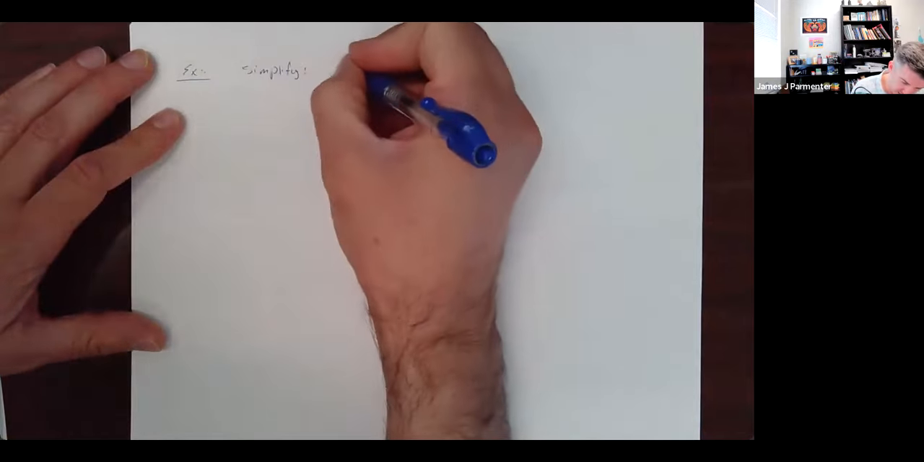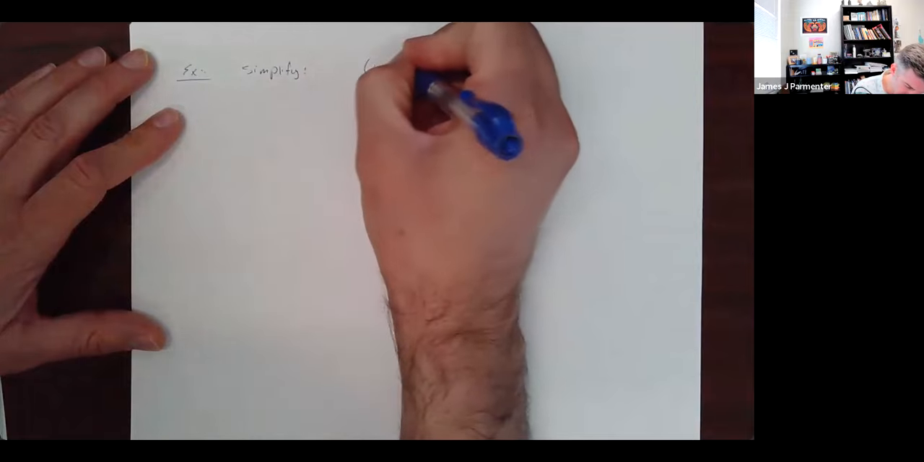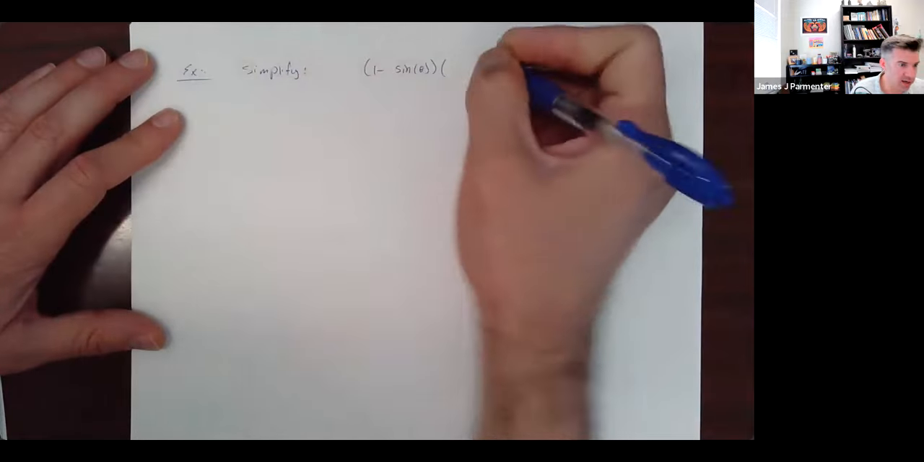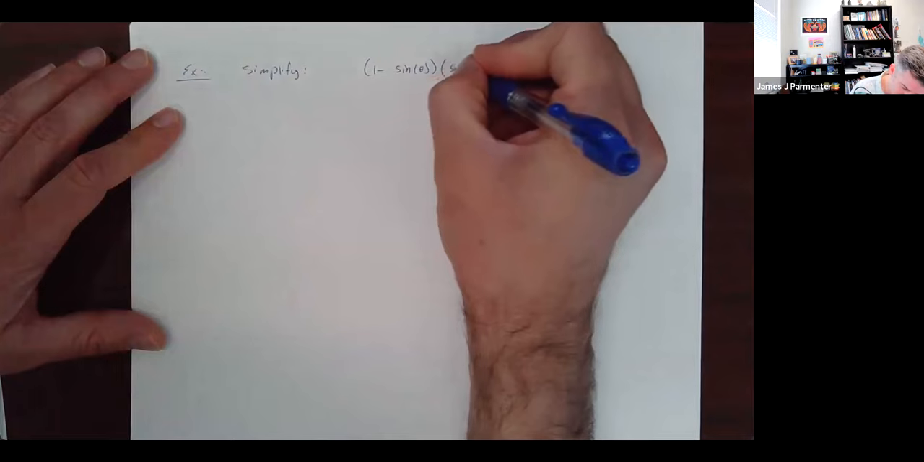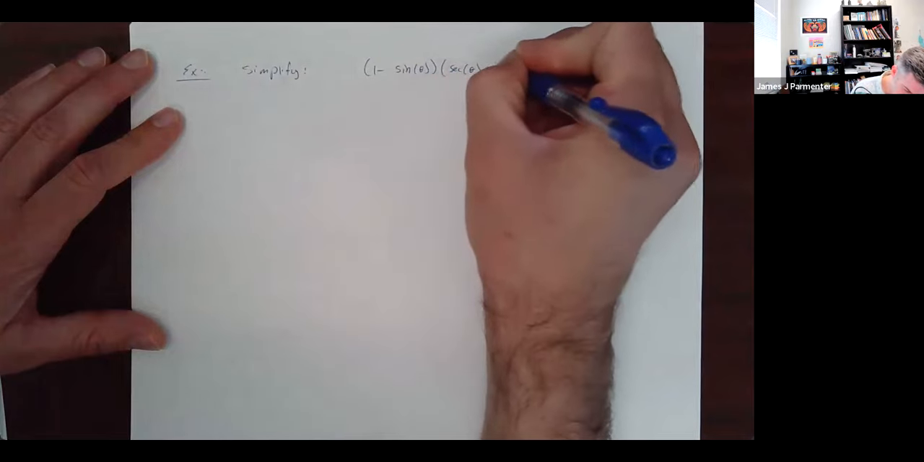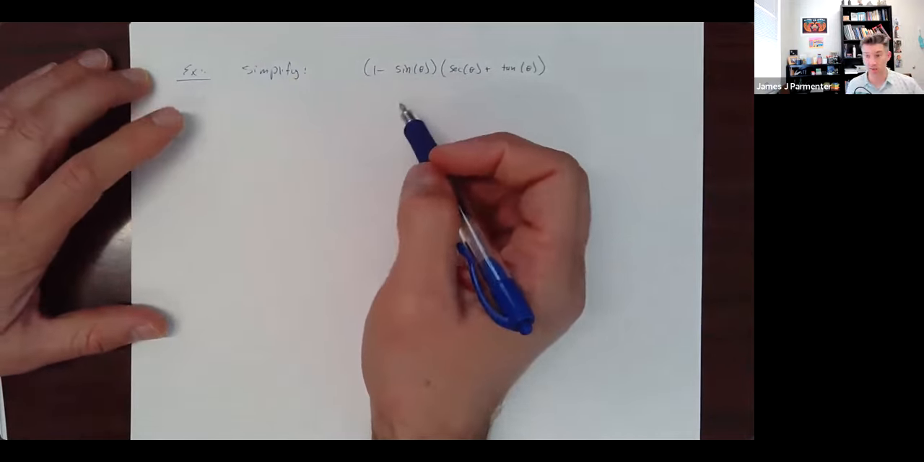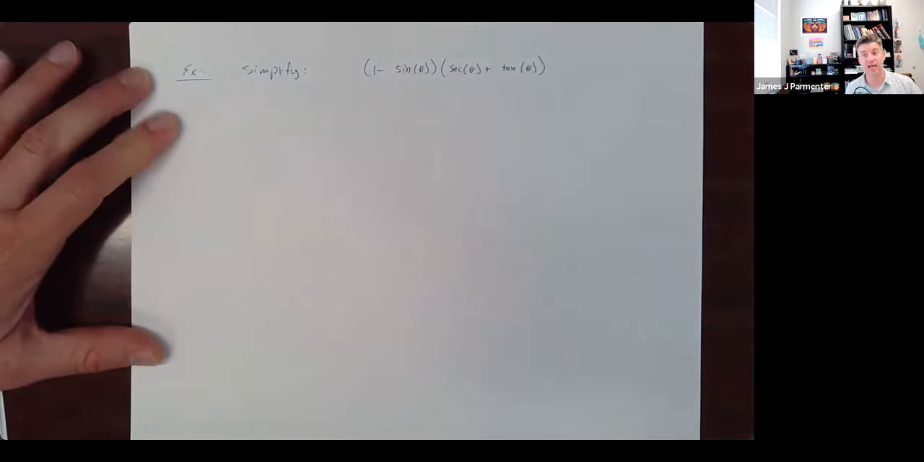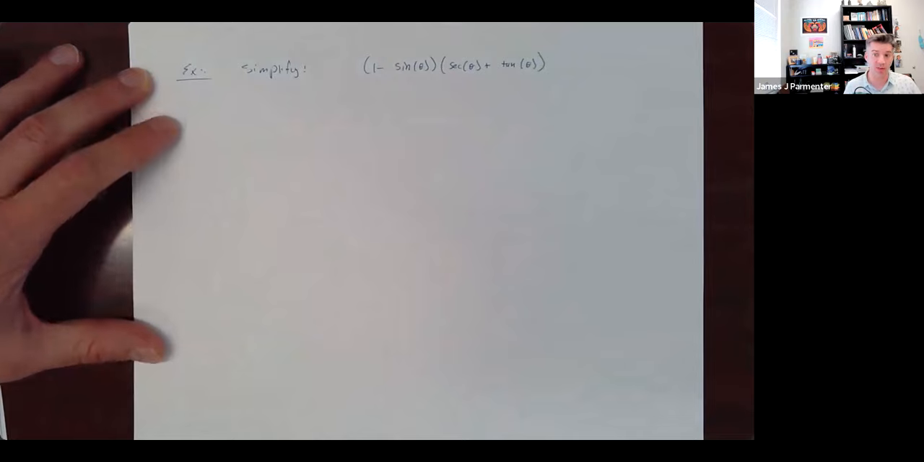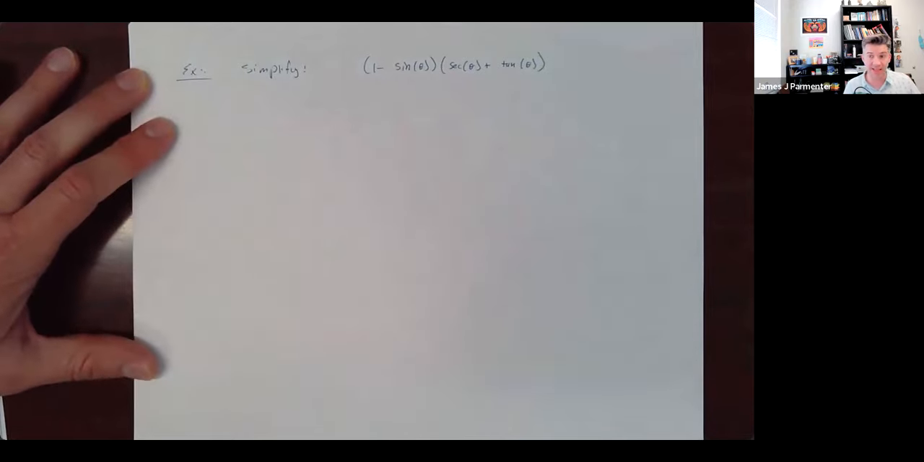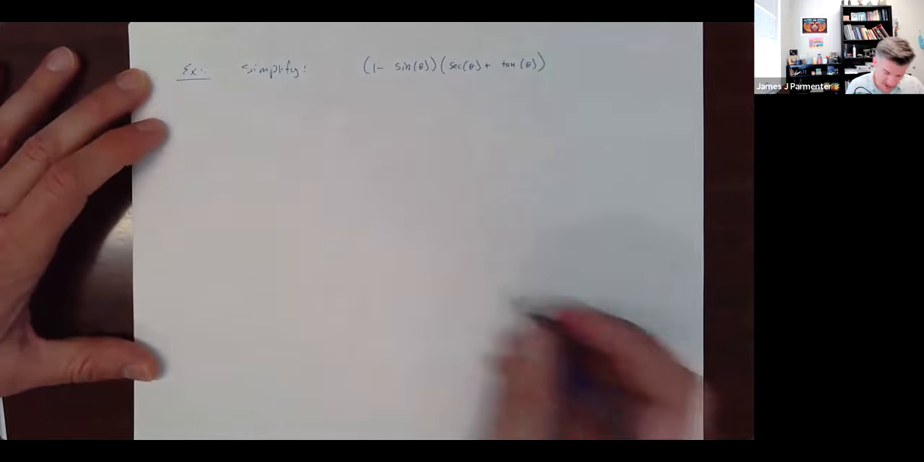What have I got here? I've got (1 minus sine of theta) times (secant of theta plus tangent of theta). Now be careful, 1 minus sine is not equal to cosine. 1 minus sine squared theta is equal to cosine squared theta, but 1 minus sine of theta does not equal cosine theta. Let me give you a quick example of that.